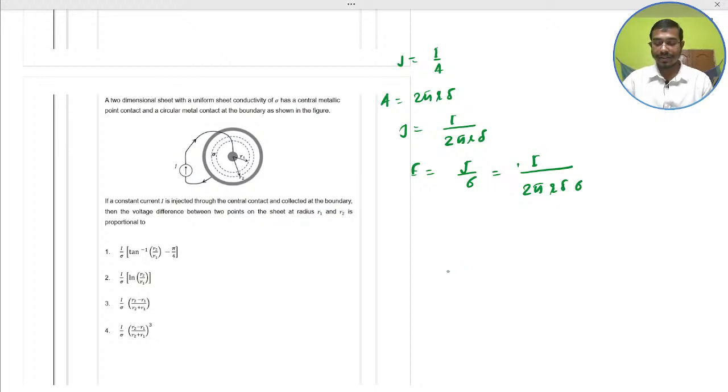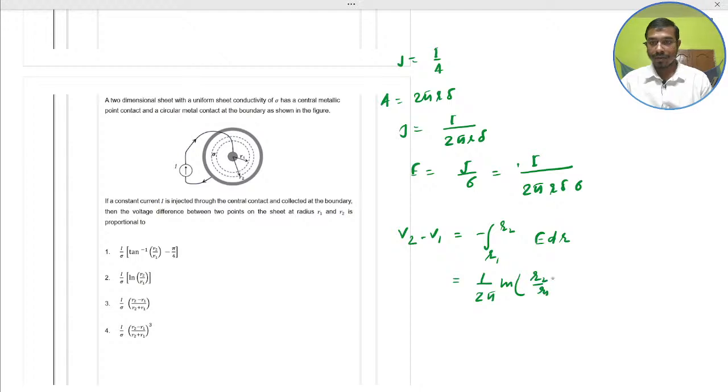So the potential difference V between the points A and B would be what? V2 minus V1, the potential difference, is the integration from R1 to R2 of E dot dr, which means I by 2 pi sigma delta ln R2 by R1. Okay, option 2 would be the correct one. The potential is proportional to 1 by sigma ln R2 by R1. Next, go ahead.